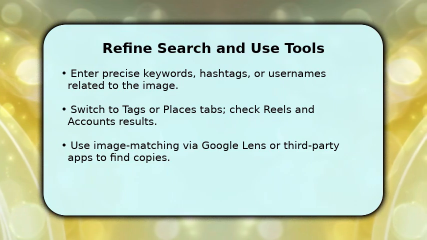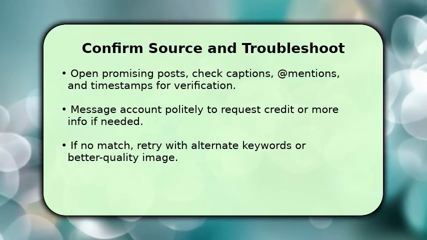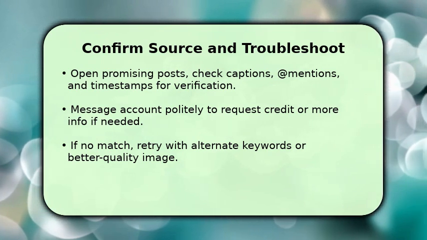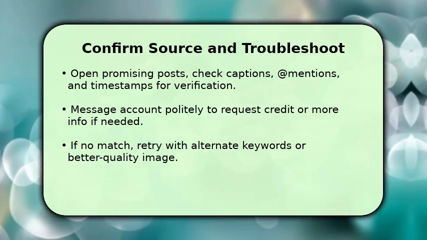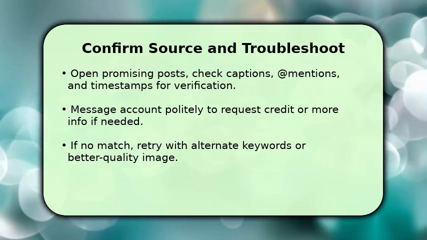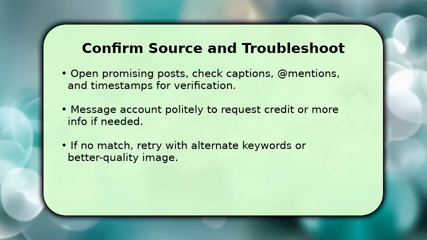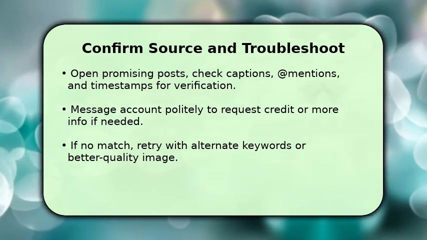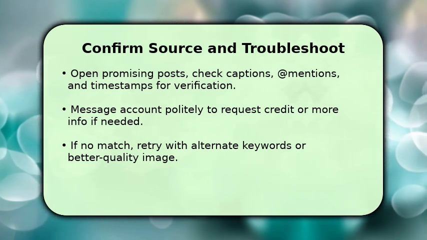You'll now open likely posts and confirm details by reading captions, checking at mentions and timestamps to verify authenticity. Once confirmed, you can save, share, or message the account for permission. Be polite and clear. If you find nothing, retry with different keywords, synonyms, or a higher quality crop of the image because small changes can reveal matches.